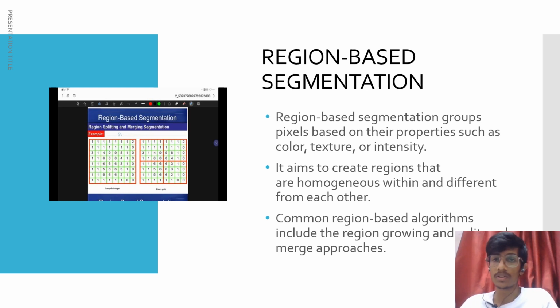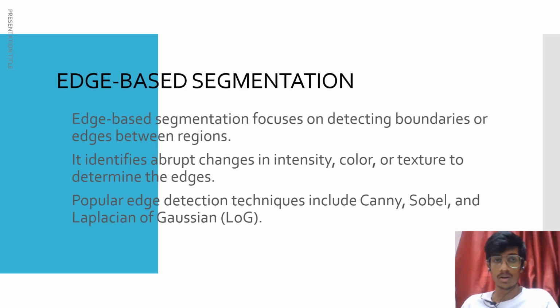So this region-based segmentation aims to create regions that are homogeneous within themselves and different from each other. If two different objects have two different colors, or similar objects have different colors, then this method is helpful. Common region-based algorithms include region growing and merging approaches. As we go to the next slide, we have edge-based segmentation.